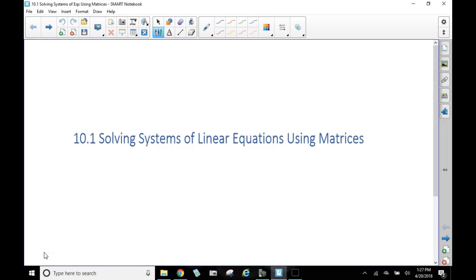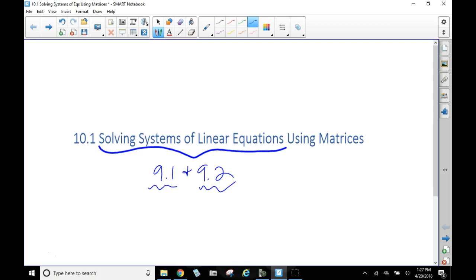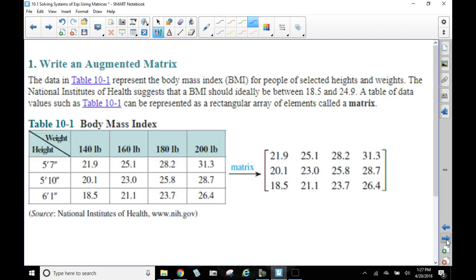All right, people, it's time for the last section in college algebra. Section 10.1, we'll be looking at solving systems of linear equations using matrices. We already solved systems of linear equations back in 9.1 and 9.2, two equations with two unknowns and three equations with three unknowns. Now we're going to use a little something called a matrix to help make our process of solving more efficient. Okay, so what is a matrix, first of all?